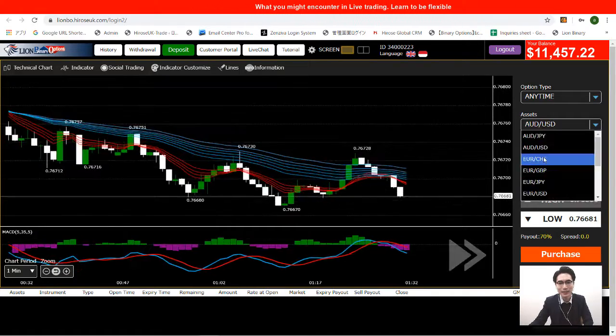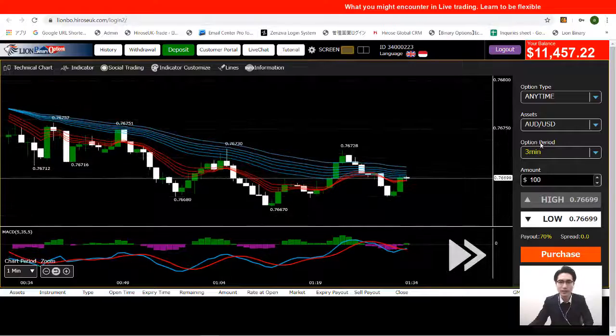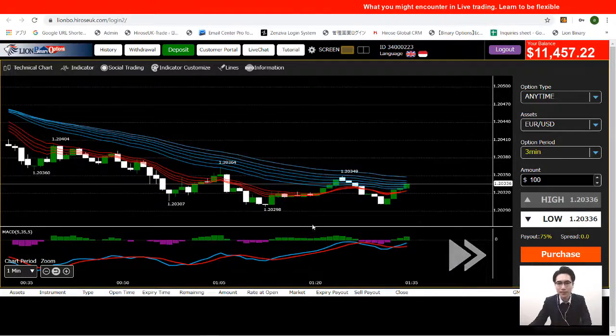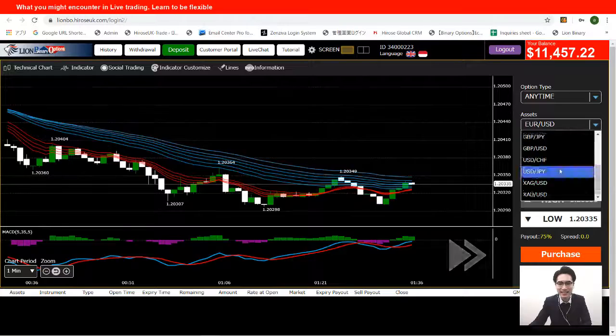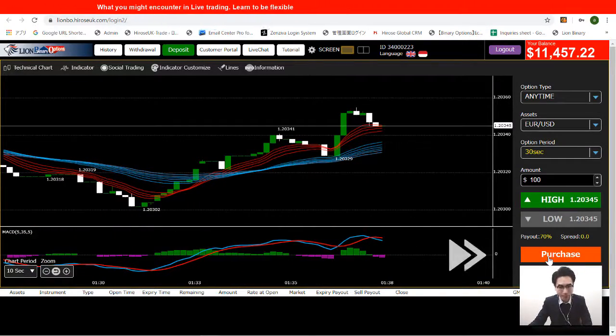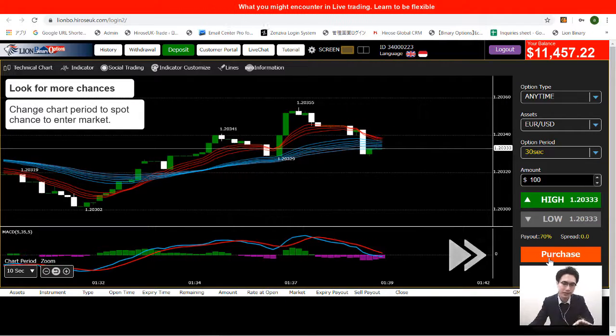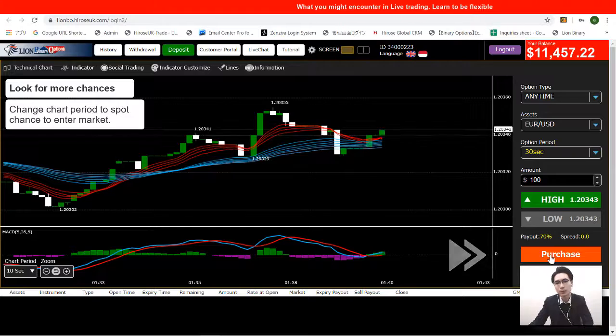Then we will take a look at other currencies. I'm just gonna fast forward a little bit here, because what really happened is that it's taking time here. I actually changed the chart period, because I didn't see any purchase timing for the 1 minute chart.